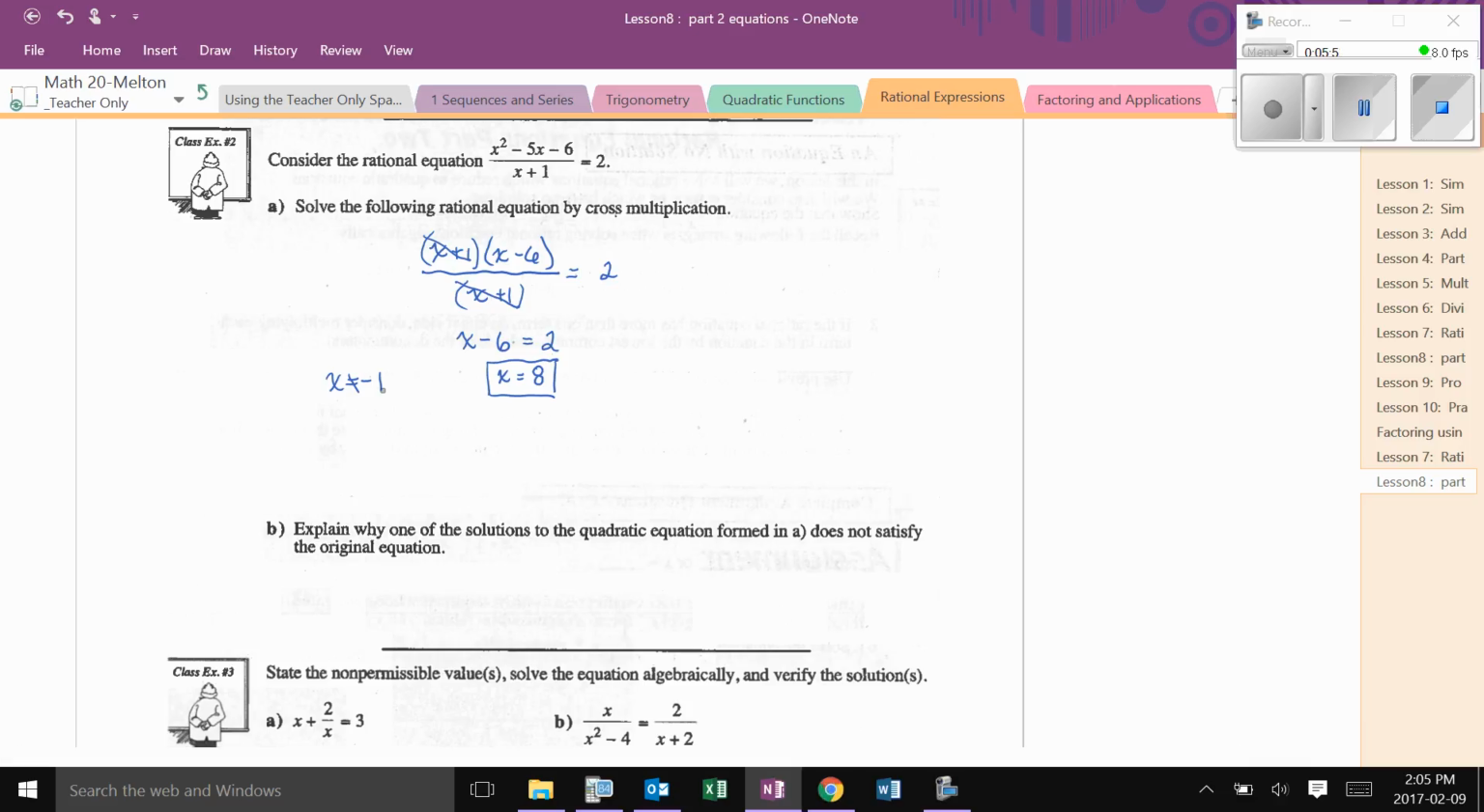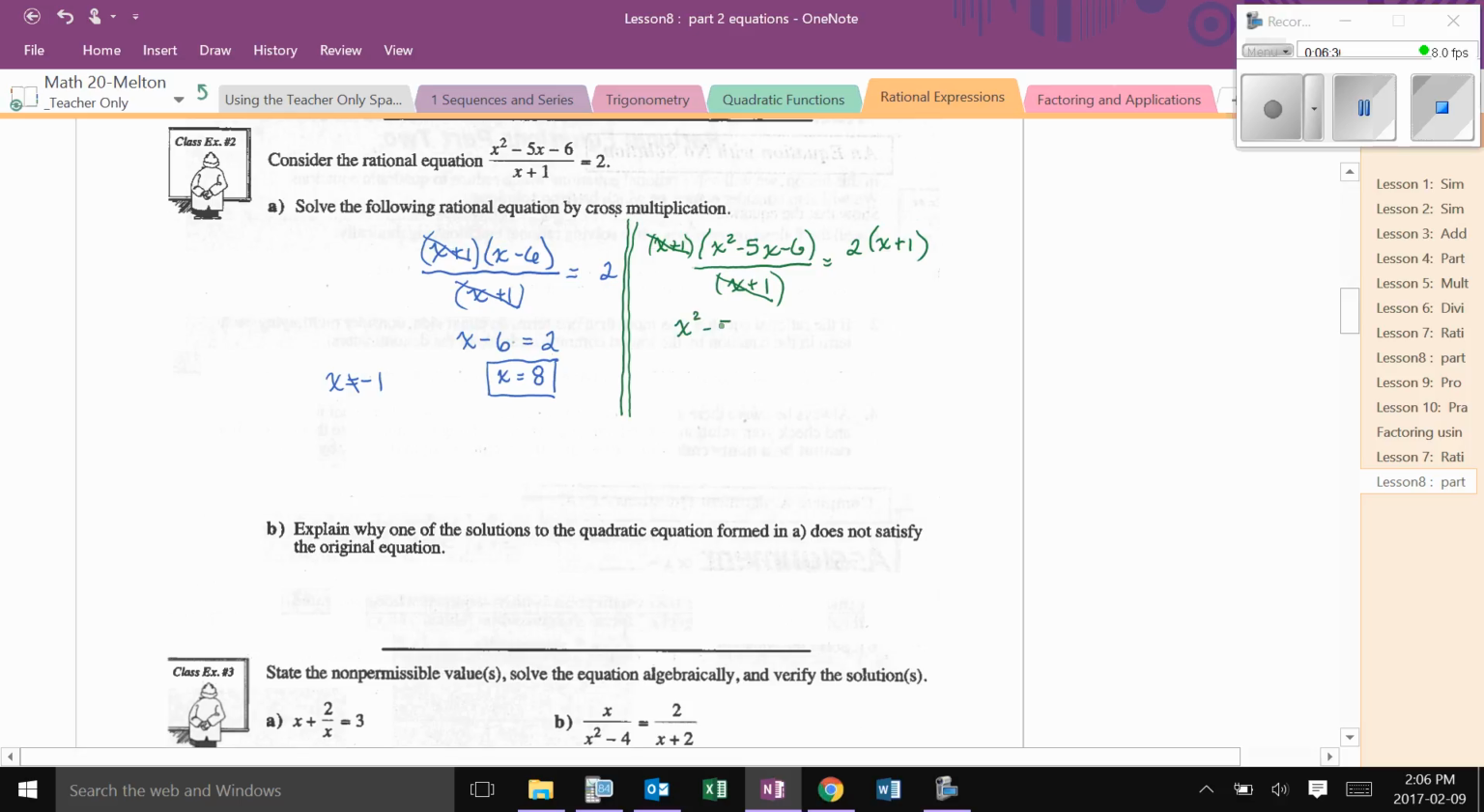Hypothetically speaking, though, let's pretend that you forgot to factor first, because that happens. Instead, let's say that rather than factoring, you decided to multiply both sides by x plus 1 in order to get rid of that denominator. So you've got x squared minus 5x minus 6 over x plus 1 is equal to 2, and you multiply the right side by x plus 1 as well. In this case, the x plus 1s cancel each other out.